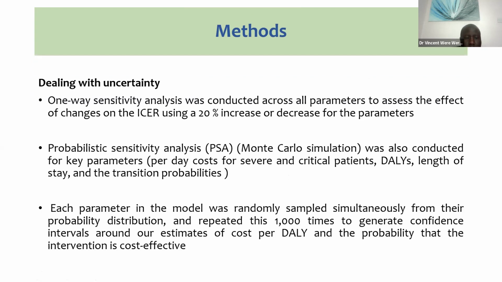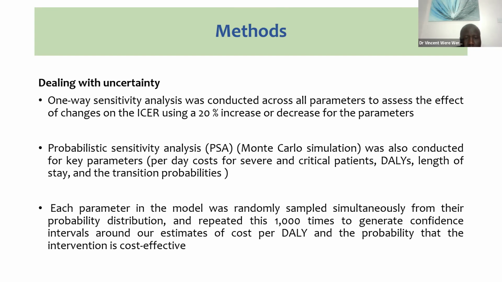Then in modeling, we do something we call one-way sensitivity or probabilistic sensitivity analysis. One-way sensitivity means that you vary the parameters of interest, for instance, the duration of hospitalization. We know that not all patients will take 12 days. So in this study, we used 20%. We say that a patient can stay maybe between 10 days to 14 days, and we did this for all parameters.